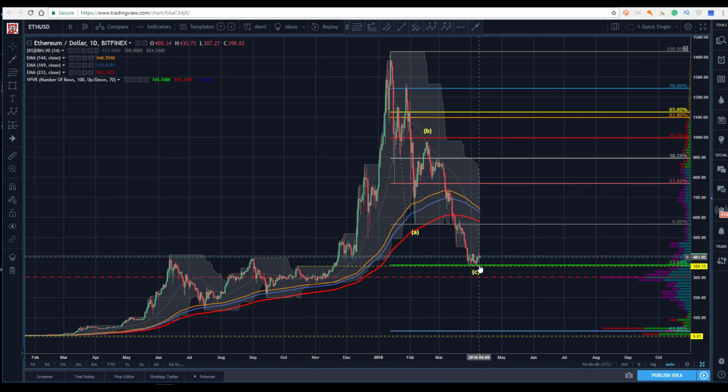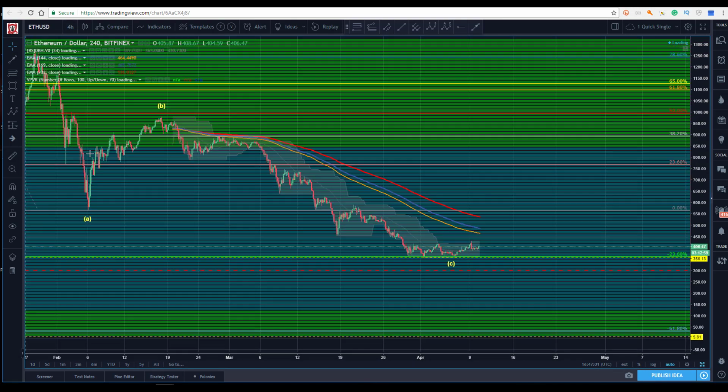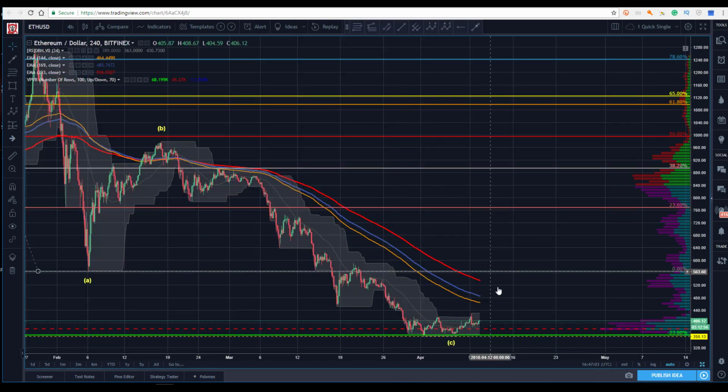So how do we confirm? Well, we need to come out of the hole here. We need to come out with a motive wave. So whether it's a diagonal or an impulse wave, we need to come out of that in 5. Well, we may not see that on the daily chart. So let's go down. This guy typically will go from the daily to the 4-hour.